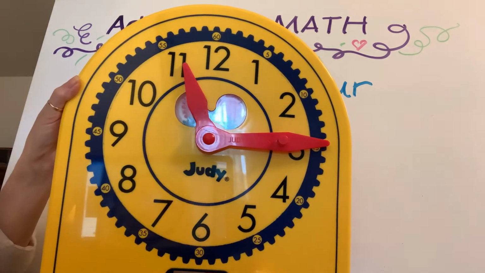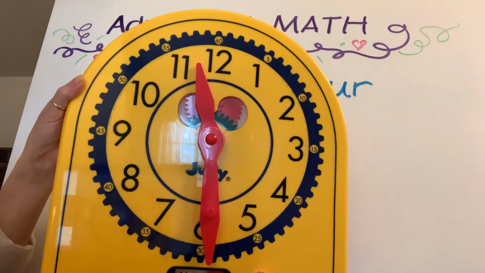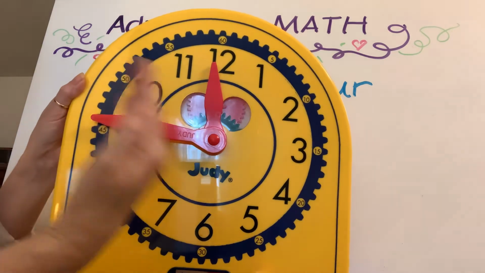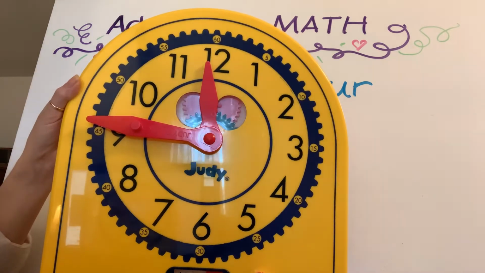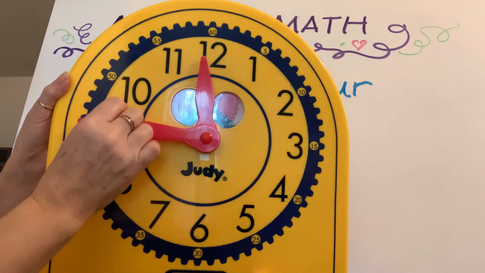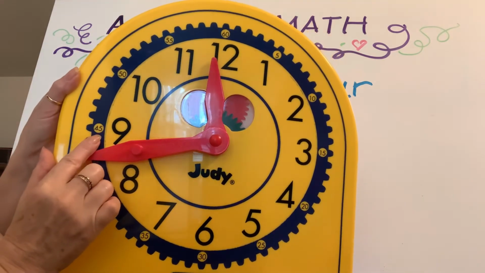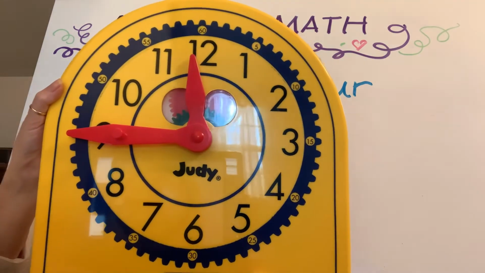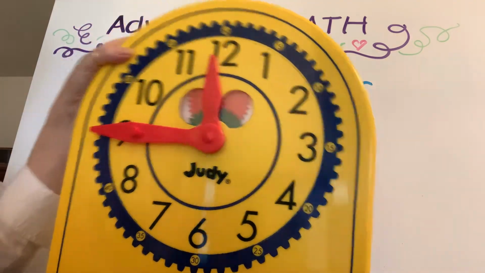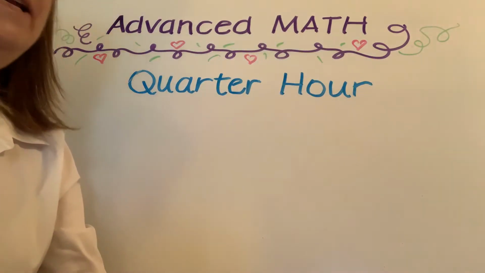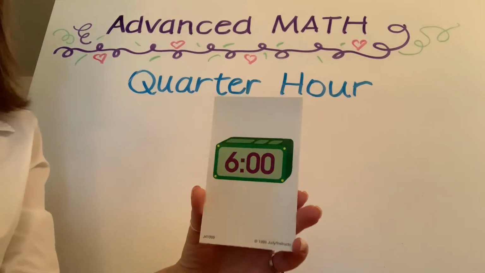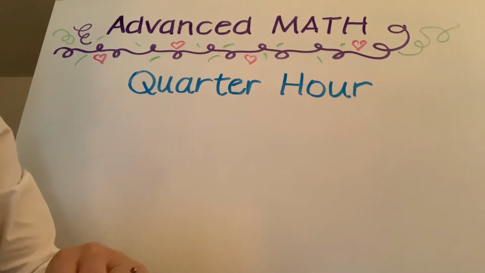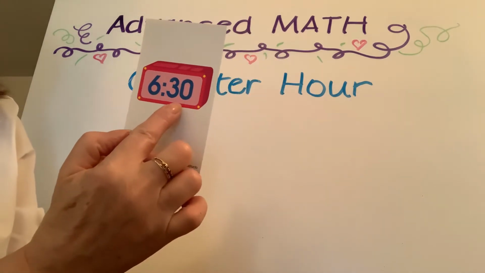Quarter after 11, half past 11, and now it's a quarter till 12. Good job. It's also 11:45. Okay, but you have heard lots of adults, they like to use the word quarter, and you will too. Okay? All right. We've learned about times like this, 6 o'clock. We know the half past, 6:30.